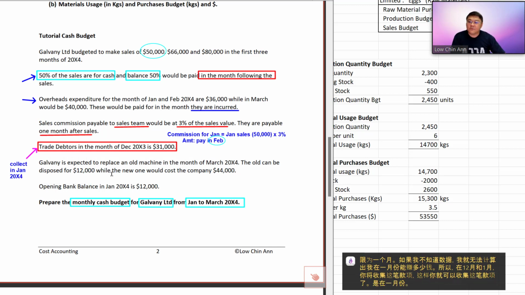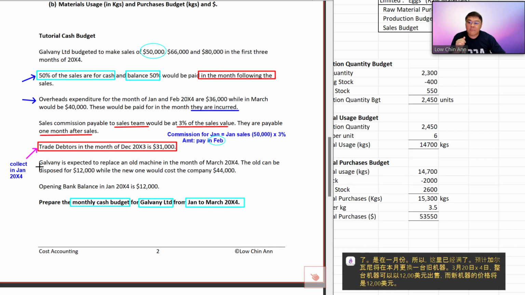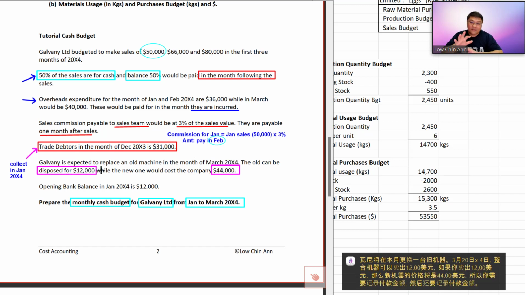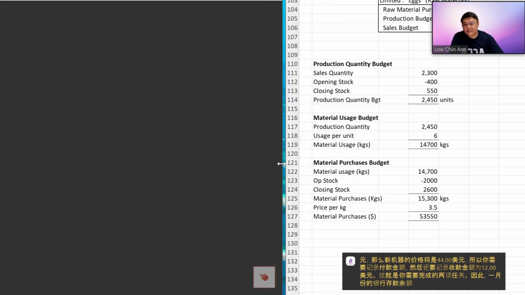Galvani is expected to replace an old machine in the month of March 20X4. The old machine can be disposed of for 12,000. You're going to sell it for 12,000, and the new one will cost the company 44,000. So you will have to record a payment of 44,000, and then you will also record a receipt of 12,000. So those are the two amounts you have to do. The opening bank balance in January is 12K. Okay, so let's try this.